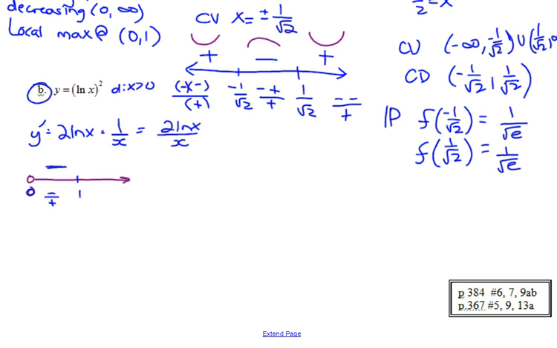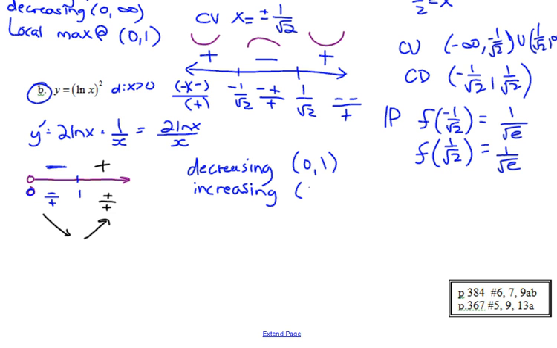Now if I plug in 2, natural log of 2 would give me a positive over a positive. So this is positive. So we are decreasing then increasing. You should state decreasing from 0 to 1. What type of brackets are we using? All round. Yeah. And increasing from 1 to infinity.